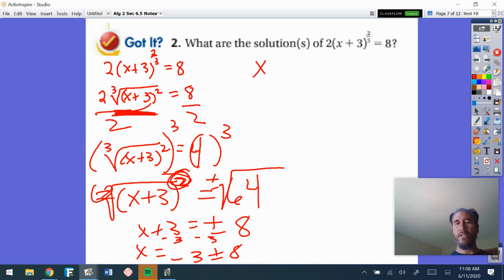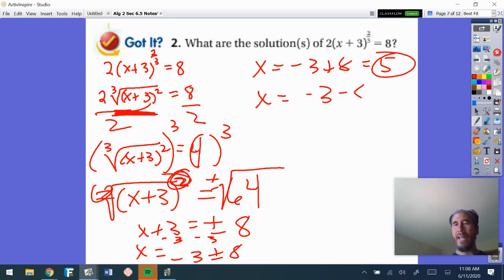What is our first answer? x equals negative 3 plus 8, which is 5. And x equals negative 3 minus 8, which is negative 11. And believe it or not, both of them are going to work. And you should get in the habit of going back and checking to make sure that they work.